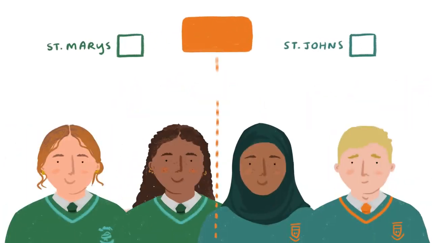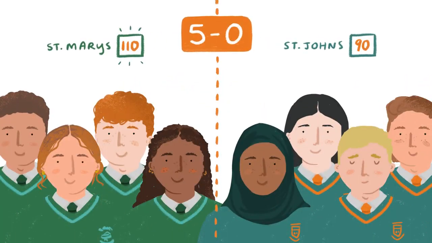Points are awarded as follows: 5-0 for a unanimous plus win. If one school scores 20 points or more than the other school, a 5-0 win is awarded. For example, if St Mary's score is 110 and St John's score is 90, St Mary's will be awarded 5 points and St John's will be awarded 0 points.